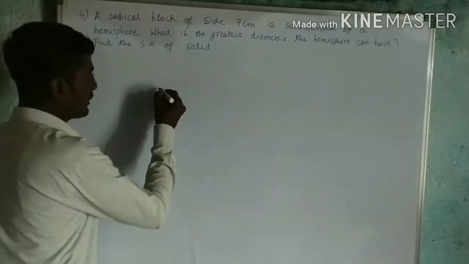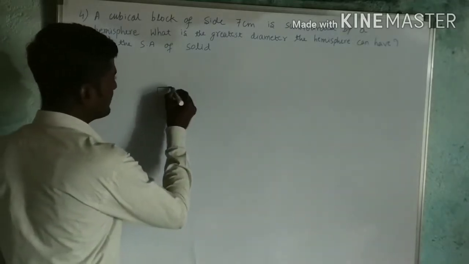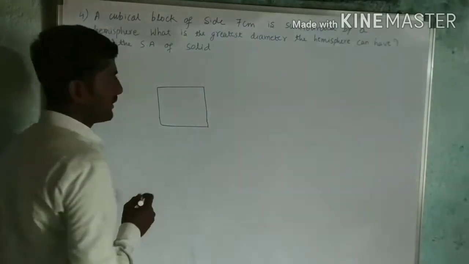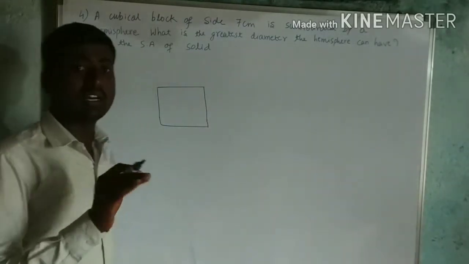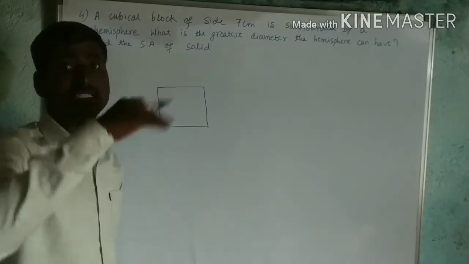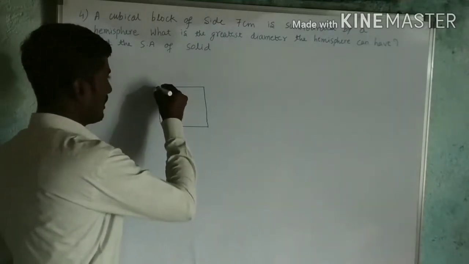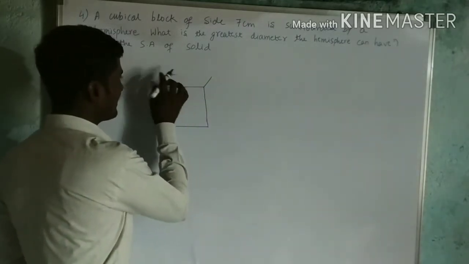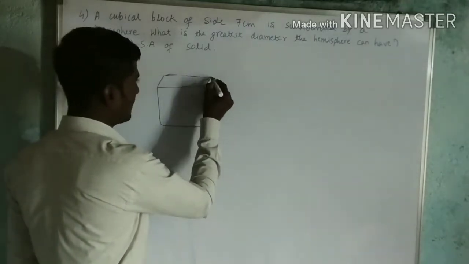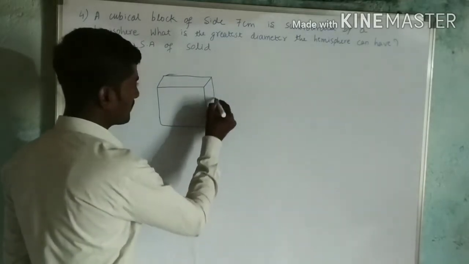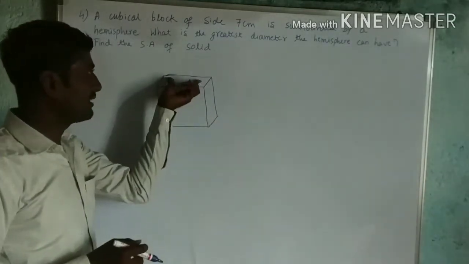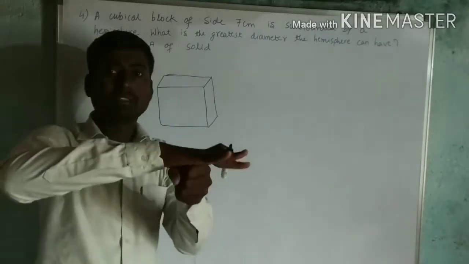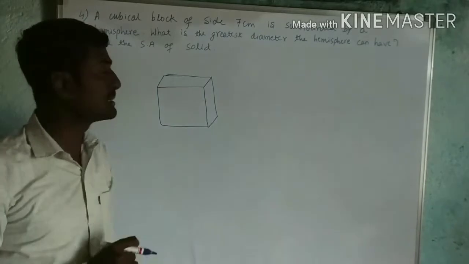Now, let us draw one cubical block first. Let us take this as a cubical block. Okay. Now, first, I want to draw the upper face or top face of the cubical block. So let us take this as the top face of the cubical block. Okay, I draw only the top face. On this top, we are going to keep the hemisphere.